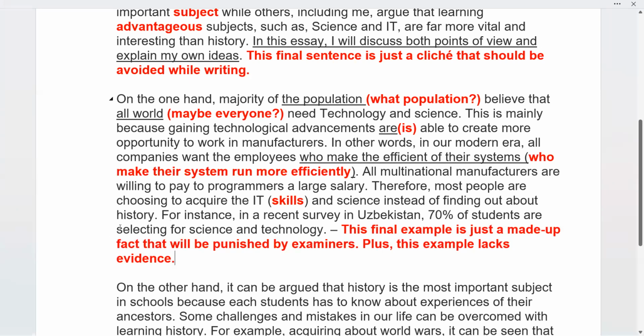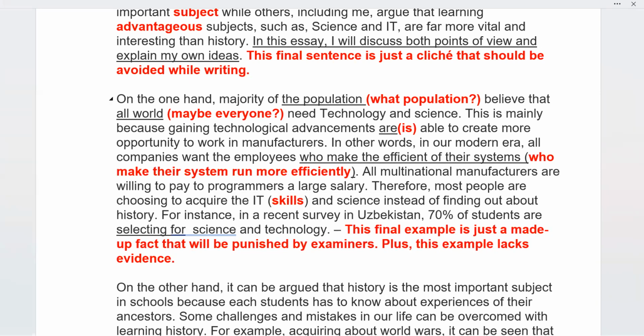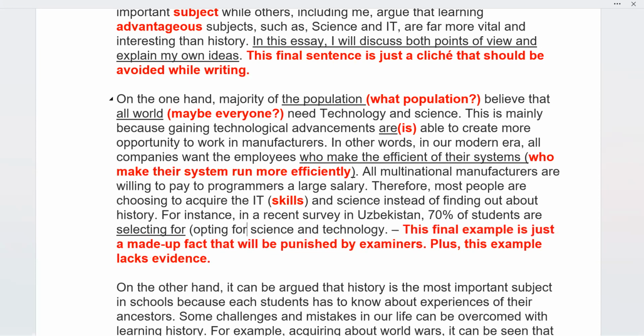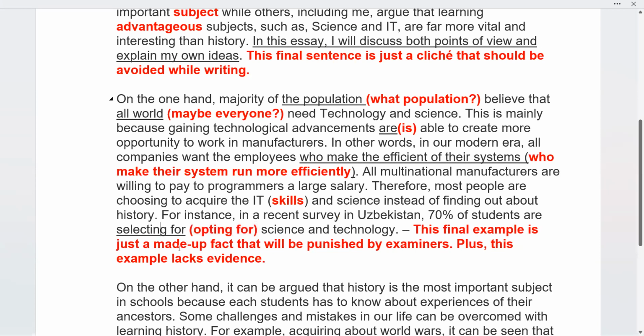And we have a mistake there related to the lexis. We cannot say select for. Select is just select in and of itself, and you have a few options. Maybe opting for would be a better alternative. Opting for would be a much better alternative here, because first of all, the meaning of the phrase itself does not really match with the context we have here, and it's also wrong grammatically because we never say select for.